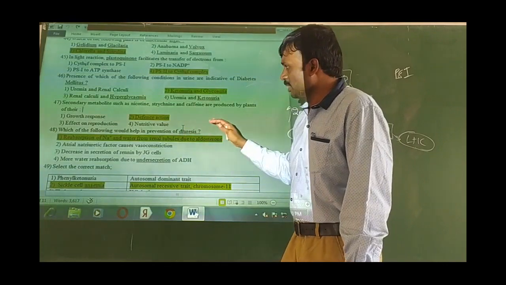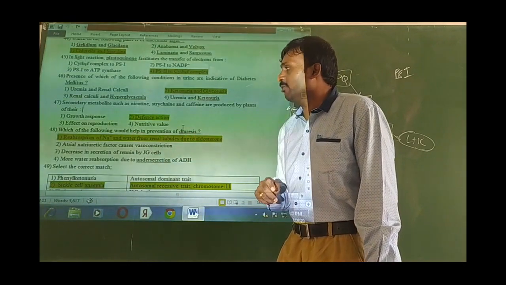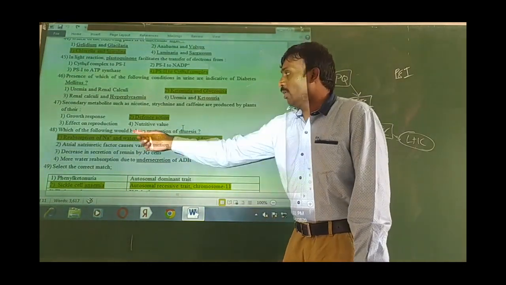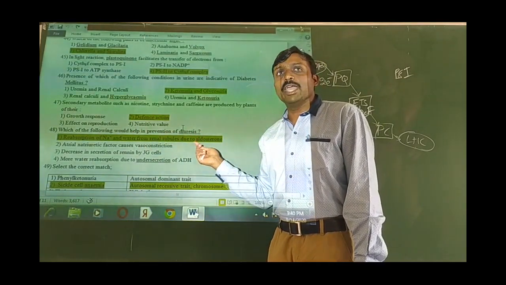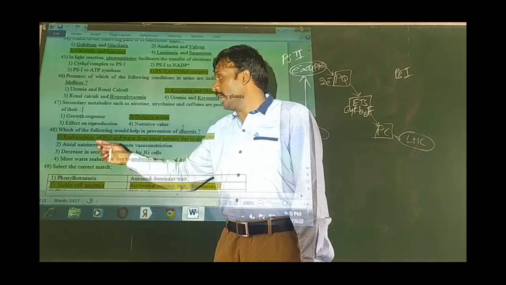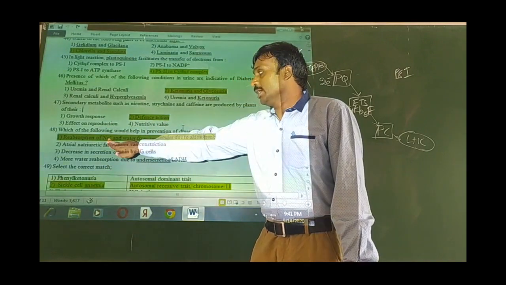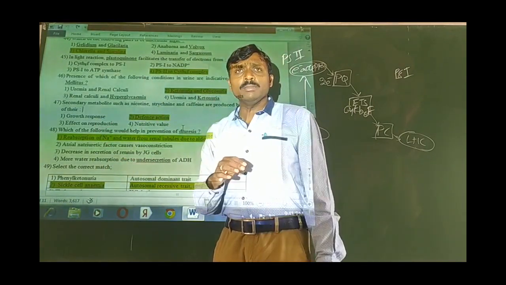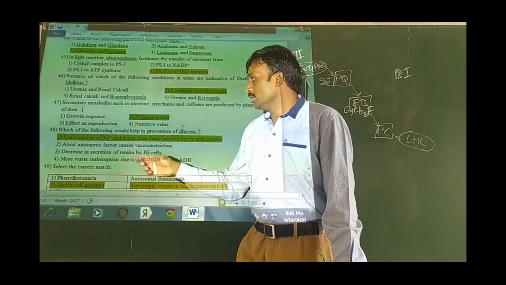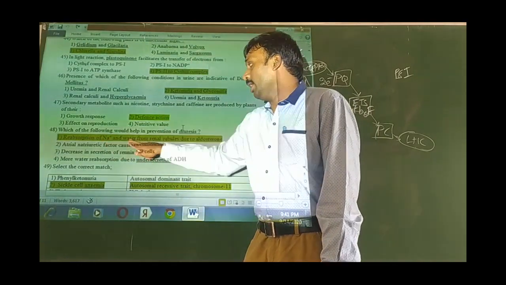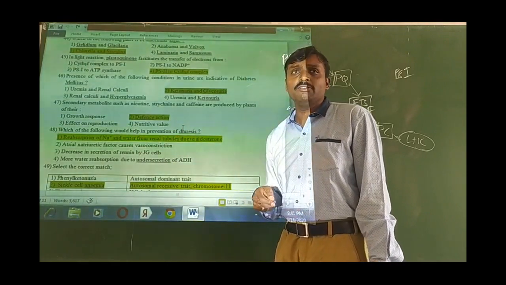Okay, next, moving to the 48th question. Which of the following would help in prevention of diuresis? So diuresis is a disorder where reabsorption of sodium takes place for the balancing of things. So for the balancing of sodium, what happens? The released sodium will be reabsorbed. So that's why this reabsorption of sodium and water from renal tubules due to aldosterone is the prevention of diuresis.